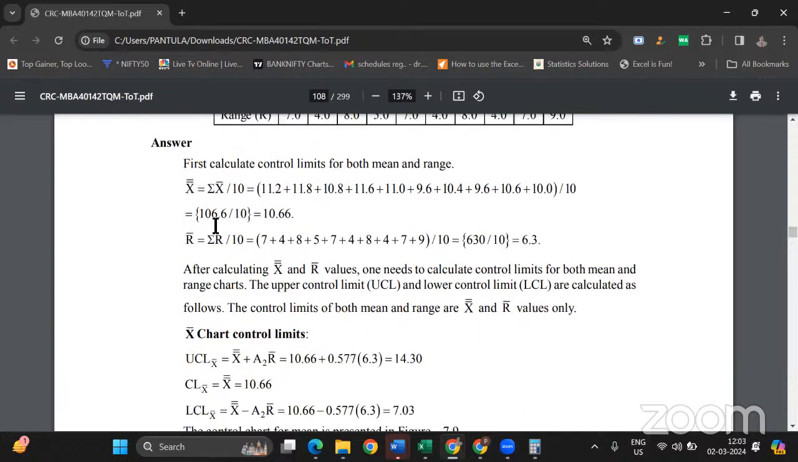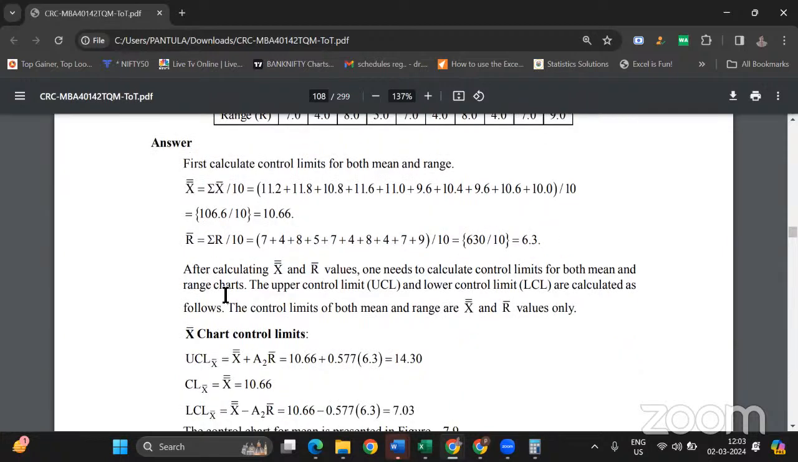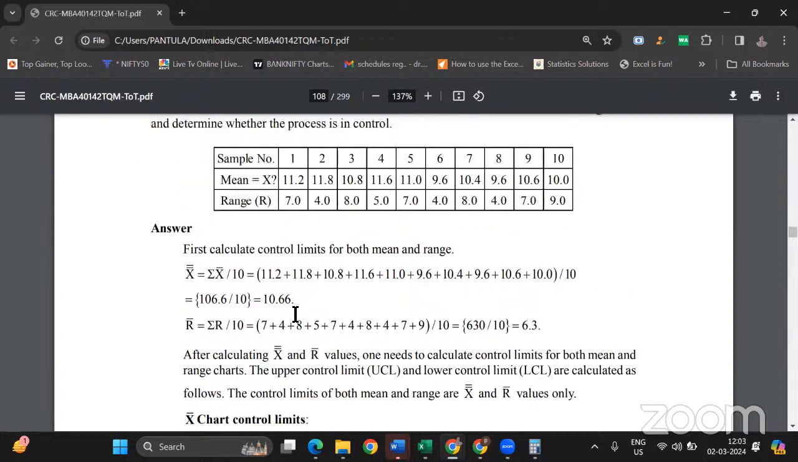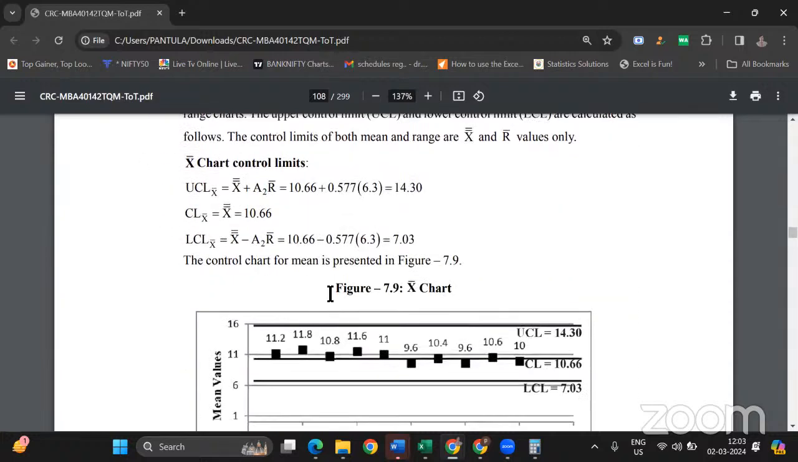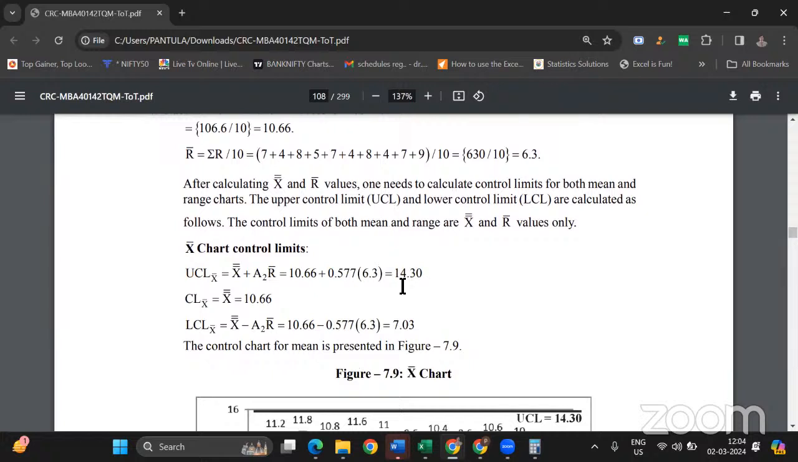So here we are going to calculate X bar, mean range. We need to total it and divide by 10, and we get 6.3. After calculation of the X bar and R values, we need to calculate the control lines. So here X bar plus A2 R, where A2 is 0.577, into 6.3. That is going to give 14.3 for the upper limit, and similarly minus for the lower limit.